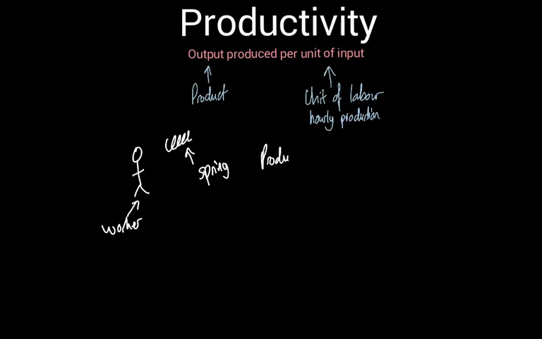So the productivity of this worker is how many springs per hour. If they're more productive, then they will be able to produce more springs in an hour. If they're less productive, they'll be able to produce fewer springs in an hour.